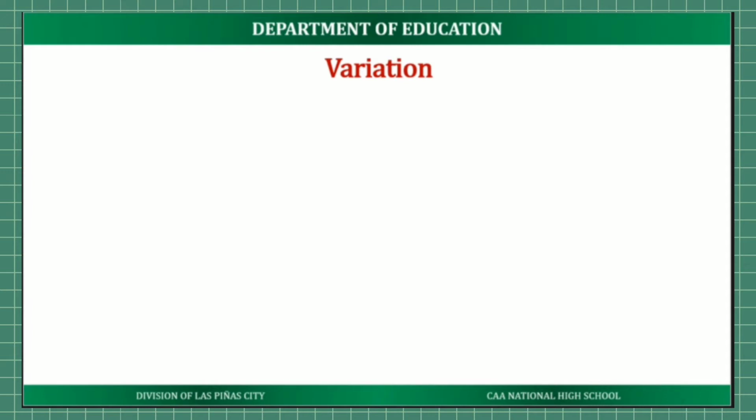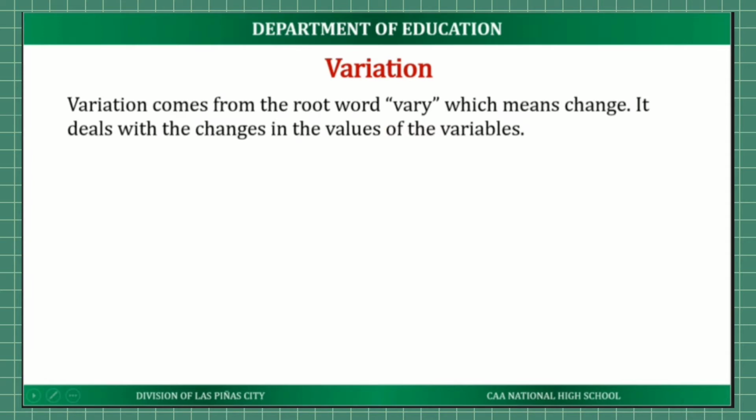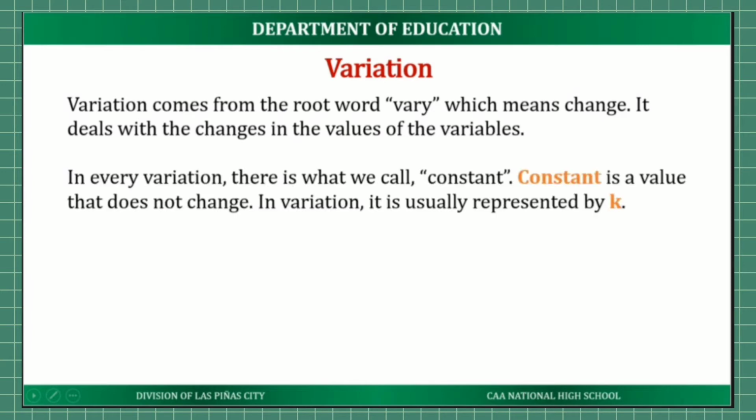Ito ang variation. So, first, let's define what is a variation. So, variation comes from the root word vary, which means change. So, it deals with the changes in the values of the variables. So, in every variation, there is what we call constant, and the constant is a value that does not change. So, in variation, it is usually represented by letter K. So, sa lahat ng types ng variations, hindi mawawala tong letter K na to.